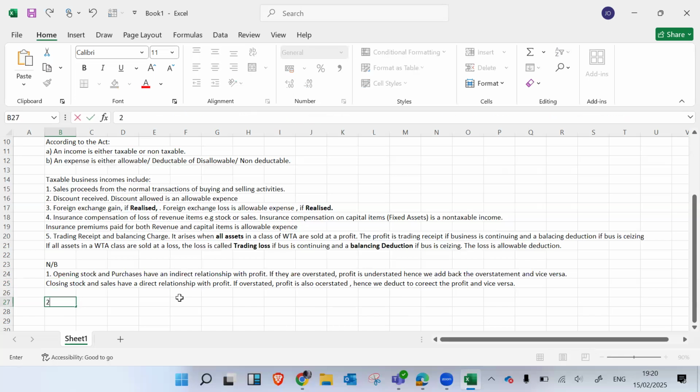Point note number 2, bad debts. For bad debts, we have two types: specific bad debts and general bad debts.